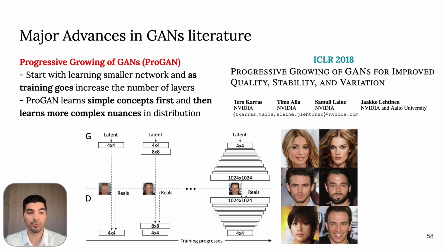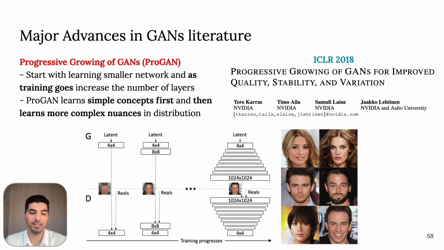Next paper is progressive growing of GANs or ProGAN, which is presented in ICLR 2018 from NVIDIA. First author is Tero Karras. He has lots of good papers. I usually enjoy reading his papers. So what they do, they have a simple idea. They start with learning smaller networks. So as you can see on this figure, at the beginning, the network has less layers. And as training goes, they increase the number of layers.